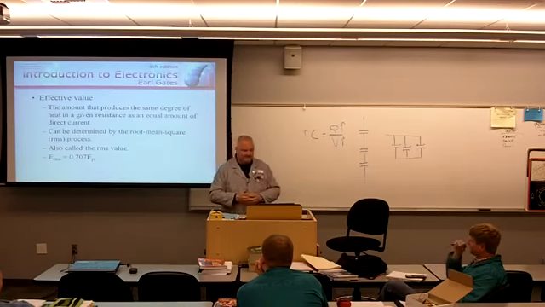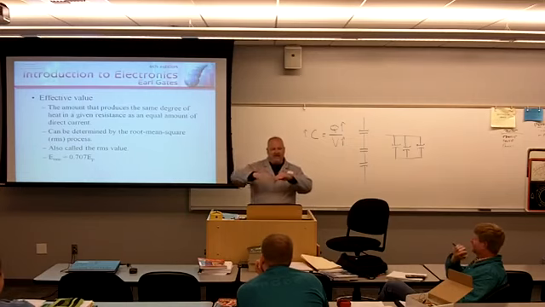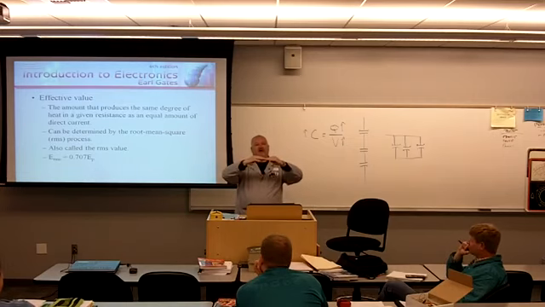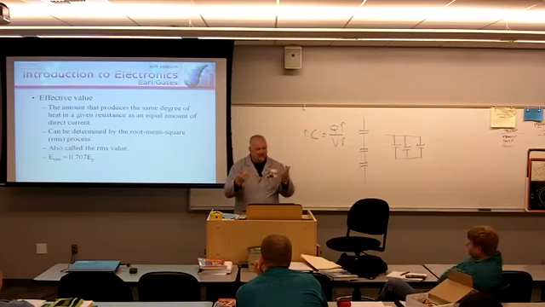So that's a trick on how to get that 0.707 and then make that the multiplier. If you're at effective and you want to make the number peak, you multiply it by a number larger than itself, 1.414. If you're at peak and you want to make it RMS, you take 70.7% of that value.